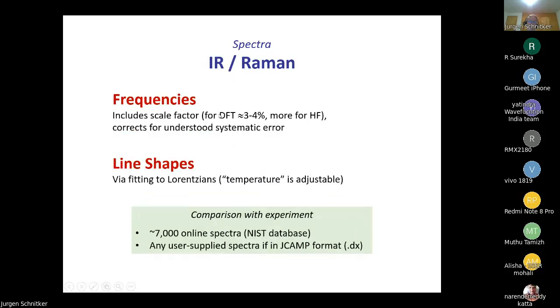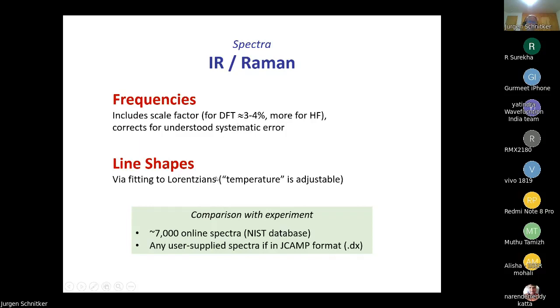IR Raman frequencies are calculated from scratch, but with scaling factors. It's a long story behind it. It's first principles, but you have to tweak it in order to make it all work. So, that's what we do. And the accuracy is very good these days.